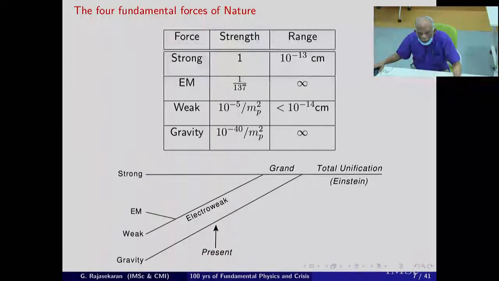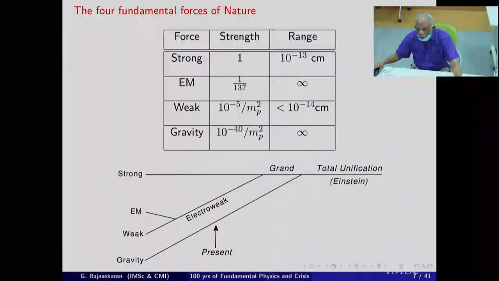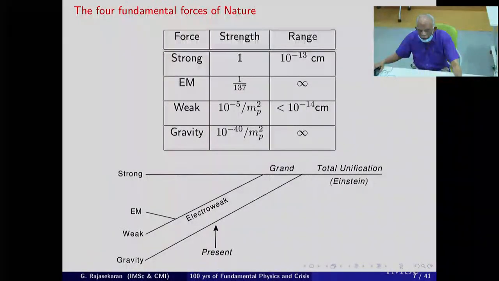There is an important relationship between the range of a force and the mass of the quantum which is responsible for that force. And that relation is the inverse relationship. The range is inversely proportional to the mass of the quantum. And since the range is infinite for electromagnetism, the quantum mass has to be zero. That is why photon mass has to be zero. Once we have a quantum theory of gravity, its quantum is graviton, and that also should have zero mass because its range also is infinite.